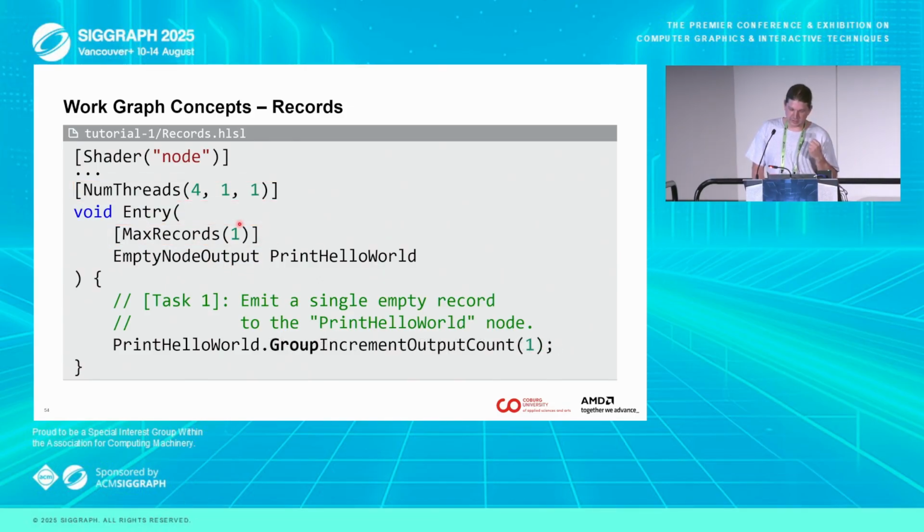But luckily, there's a solution to this already implemented. There's a method on the empty node output which is called group increment output count. You still can pass the parameter 1 here, and that will tell the runtime that the entire thread group is outputting a single record. So that would be the solution of task 1, to use group increment output count. So in that you have learned another function that you can use.